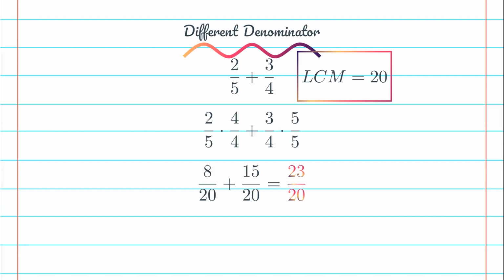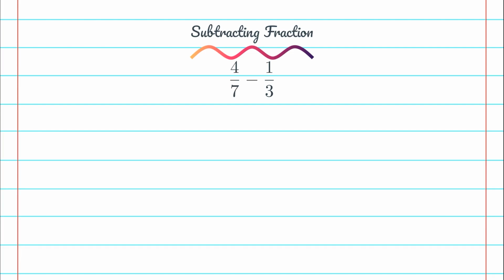I hope you understand it so far. Now let's move on to subtracting fractions with different denominators. We have 4 over 7 and 1 over 3. To subtract fractions with different denominators, we need to find the LCM of the denominators again. So the LCM of 7 and 3 would be 21.